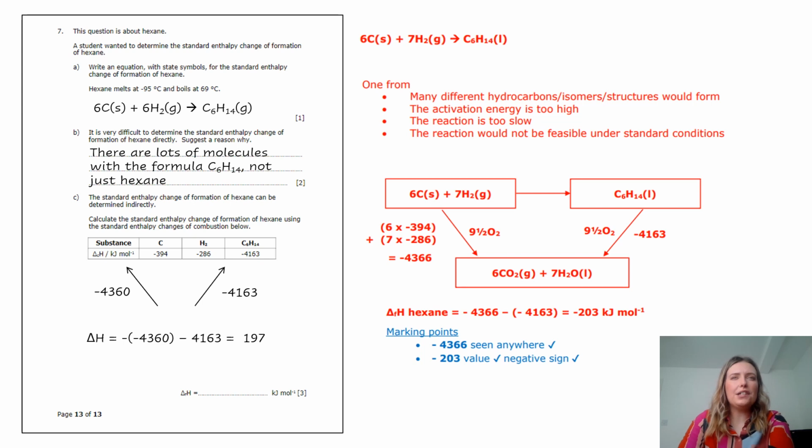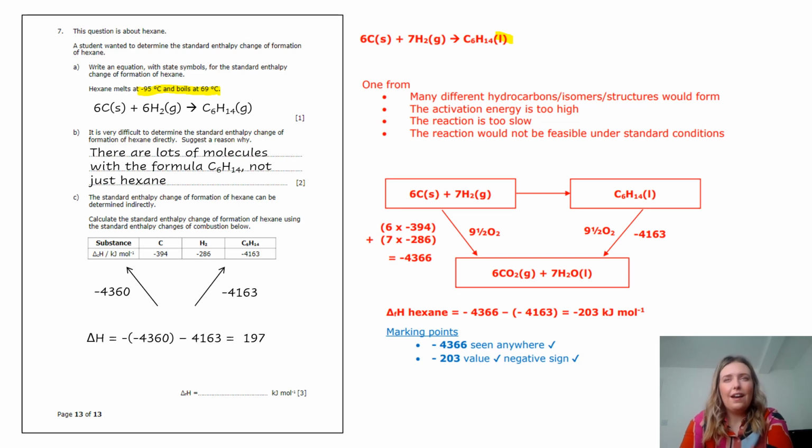So, a question about hexane. You've been asked to write an equation with state symbols for the enthalpy change of formation of hexane. Just watch out for hexane's state at room temperature and pressure. This tells us it should be a liquid, so you do need those state symbols for this equation. It is very difficult to determine the standard enthalpy change of formation of any organic substance, indeed many things, directly.